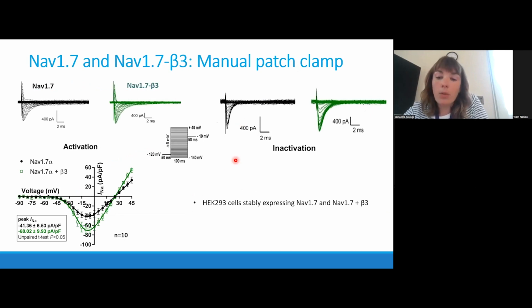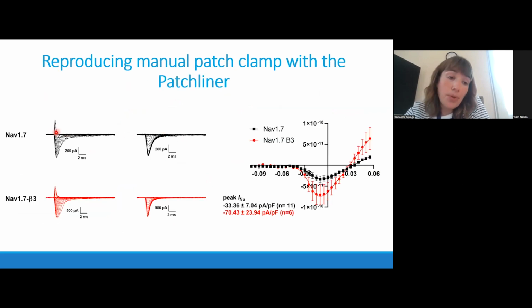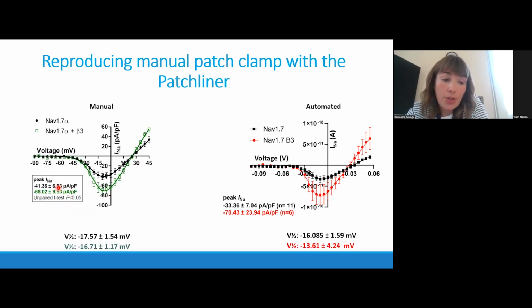And at that time, we were working with NaV1.7 and looking at the effect of NaV1.7 with NaV1.7 beta 3. These are some representative activation traces, whereby increasing step depolarizations elicit increasing currents, and inactivation traces. You can see from the current voltage plots that the presence of beta-3 causes an increase of peak current. And then replicating that with the Patchliner, we get very beautiful traces with very good voltage control. And we see the same effect, an increase of peak current. And when you directly compare the magnitude of those currents and the voltage sensitivity, it is completely reproducible. So that is incredibly encouraging.